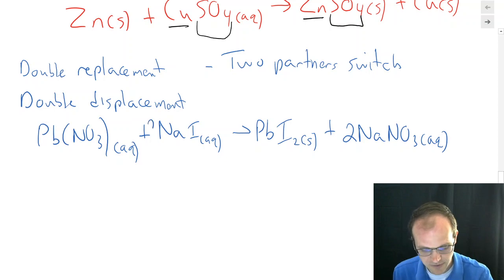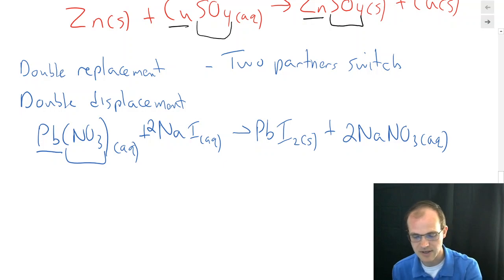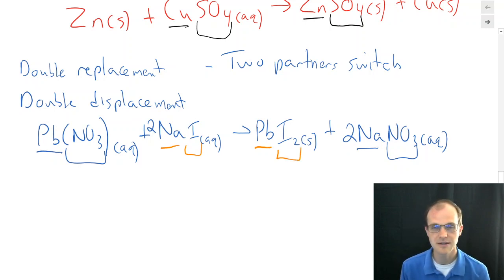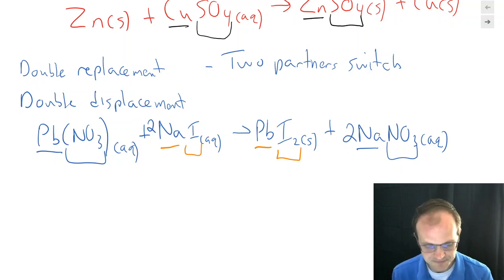And I forgot a 2 over here as well. So what do we have? We have lead coupled with nitrate. That nitrate switches places, and at the end, it's coupled with the sodium. We've got sodium coupled to iodide, but at the end, that iodide is now coupled to our lead, so it's switched place. So both the nitrate and the iodide have switched places. Two things switching places is called a double replacement reaction.